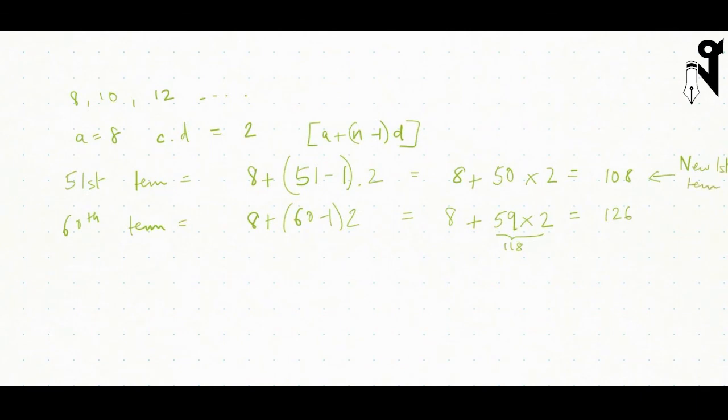Now let's use the formula for the sum of an AP. So the sum is basically number of terms by 2 into first term plus last term. The number of terms over here, from the 51st term to the 60th term, is 10. So 10 by 2 into first term, which is 108, plus last term 126, and this is directly the answer. Once I solve this, this is 5 into 108 plus 126, which is 234, into 5. Correct? Yeah, 234 into 5.